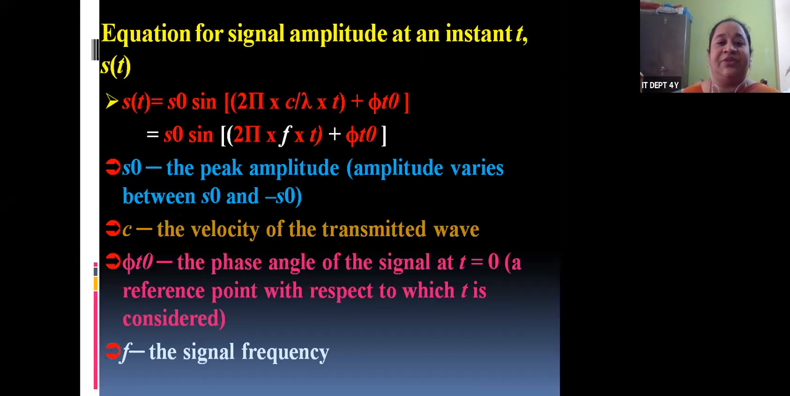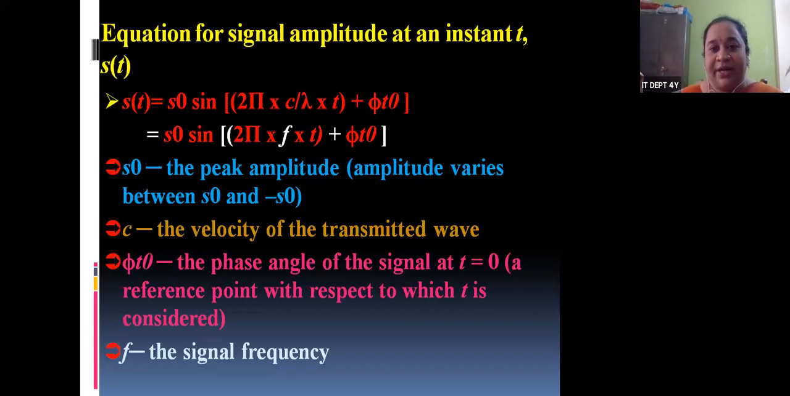So this is the equation that we saw yesterday. S of t is equal to S naught into sine of 2 pi into c by lambda into t plus phi t naught. Here S naught represents the maximum amplitude of the signal, the voltage level represented in a signal while it is radiating. There is a maximum peak of data being carried by the signal. And as we represent the sinusoidal signal, it is converted into the trigonometric sine form, taking into account the 180 degrees variation.